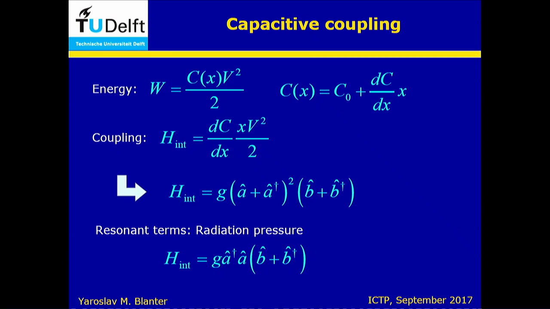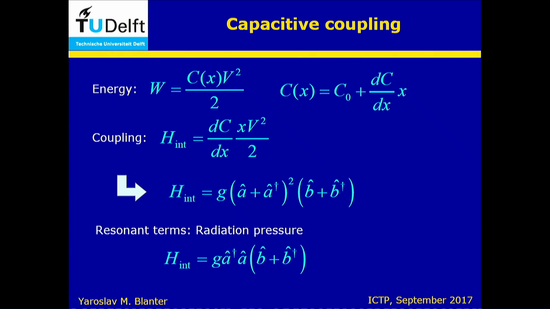But since they are multiplied with a big number, they could still be important. But for the time being, I will just disregard them. I get this coupling. I call it radiation pressure. Is it really radiation pressure? I mean, is it something which we usually get in optomechanical cavities?